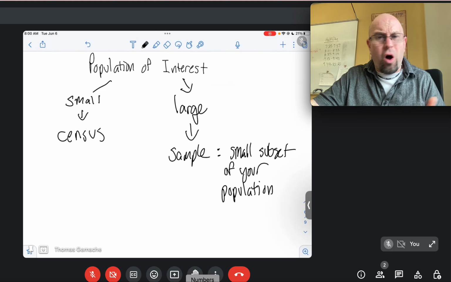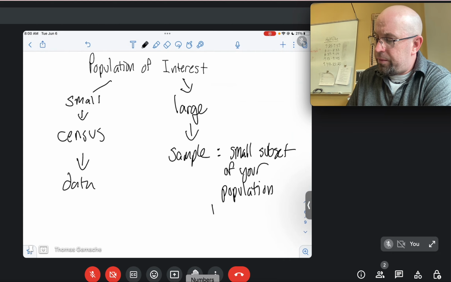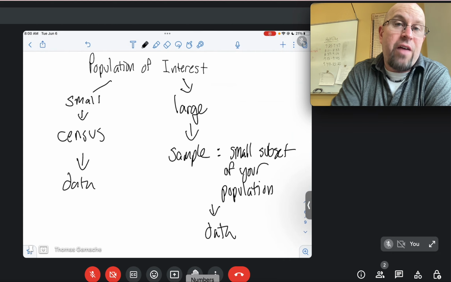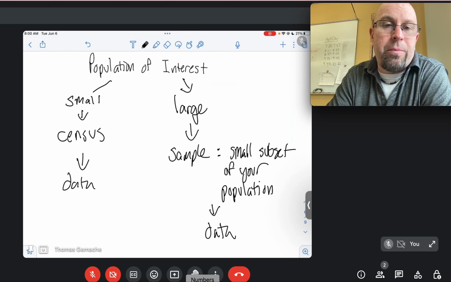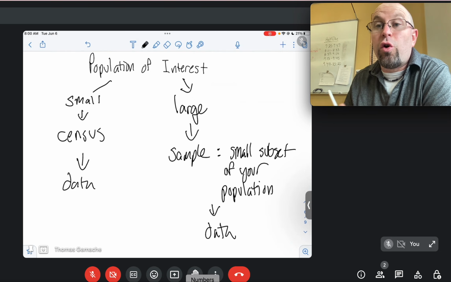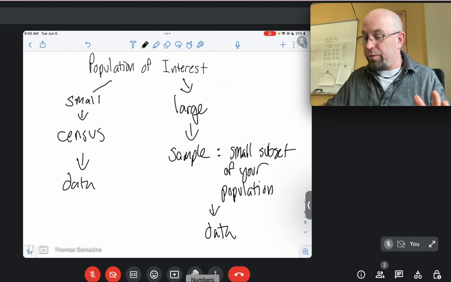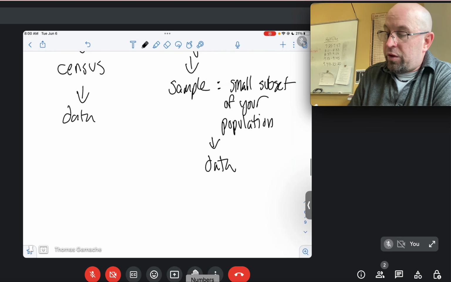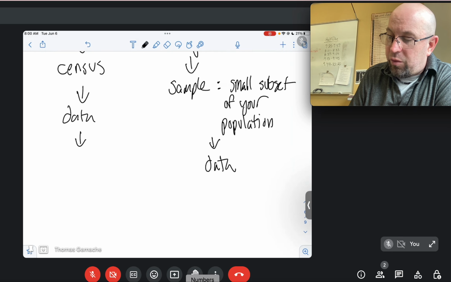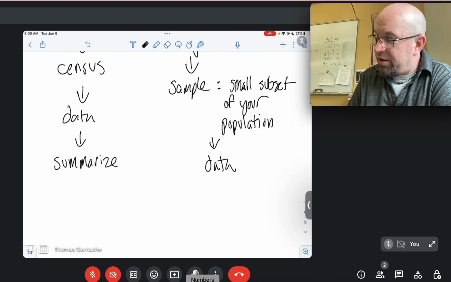So anyway, from all of these, you gather data. That's pieces of information you're getting from every individual. You can get that in a census if you're getting data from every single individual in your population. If it's a sample, then you're getting data from every single individual in your sample, which again is a small group that represents your whole population. Now, what do you do with that data? You want to summarize that data. There are a lot of ways you can do that. It all depends on whether your data is categorical or quantitative.